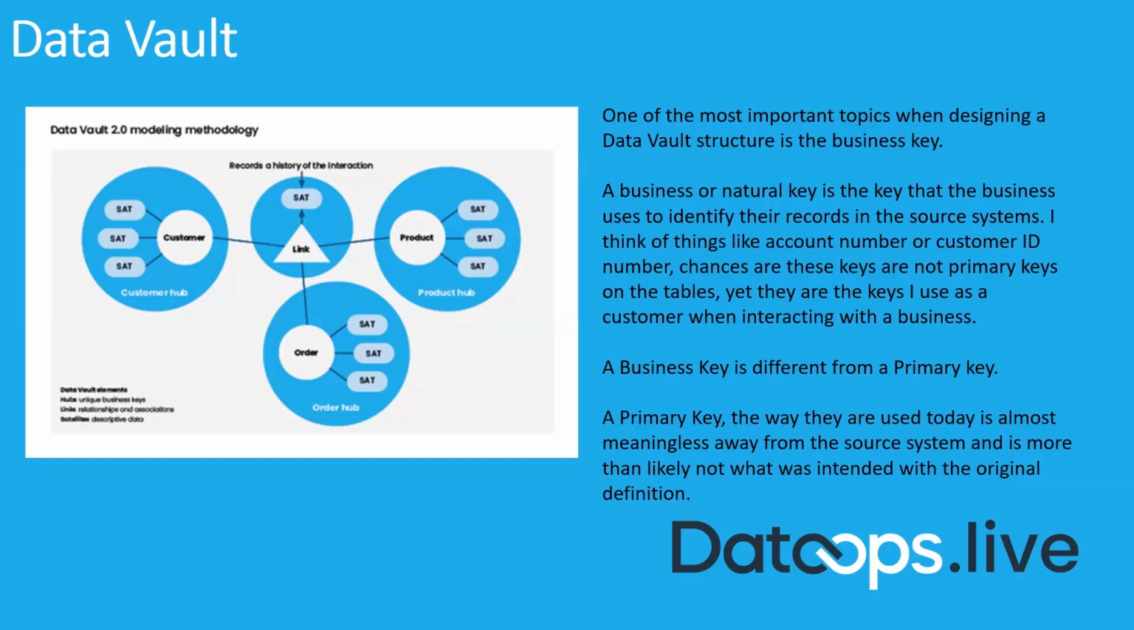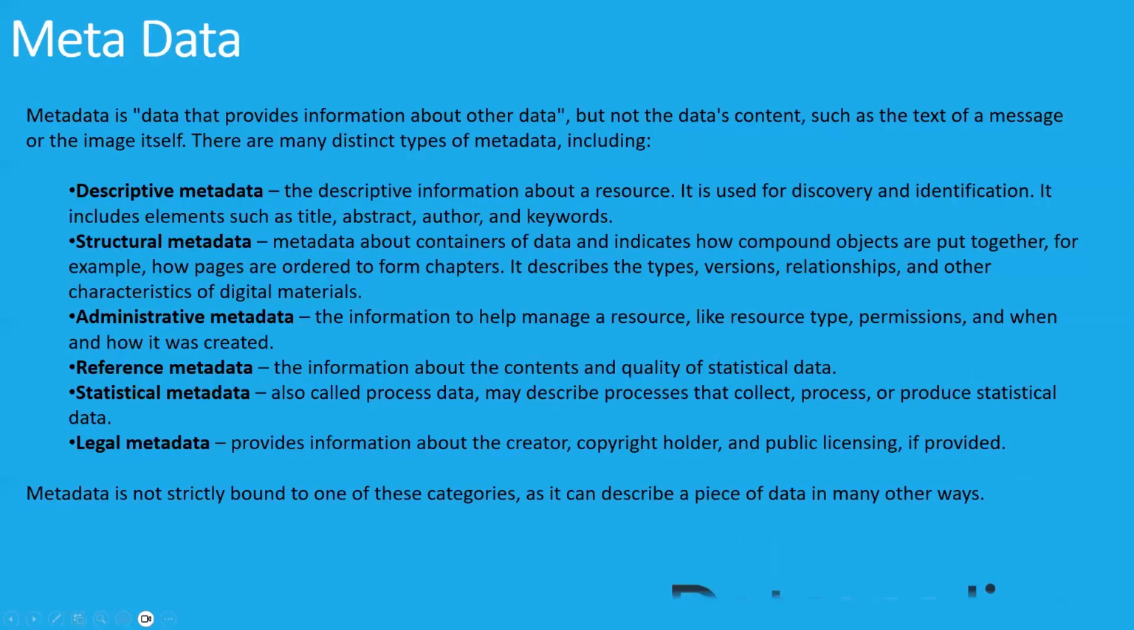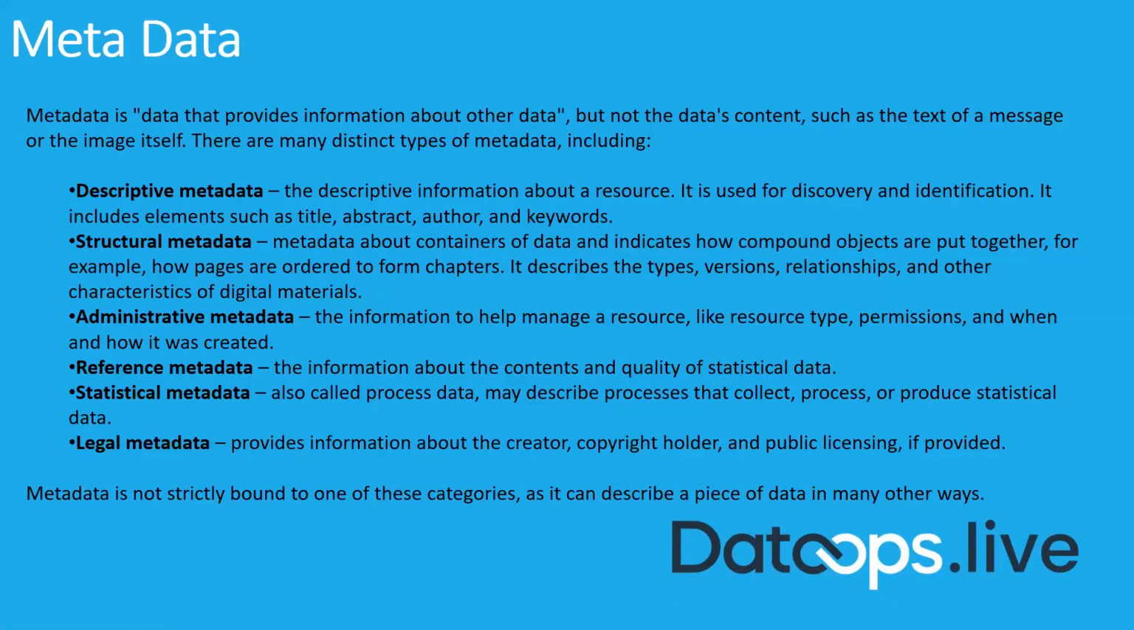A primary key can be a business key, or a business key can be a primary key, but there's some nuances there. In general, business keys ultimately are going to become hubs. So a hub being a unique set of business keys, link connects those, and then satellites describe them.